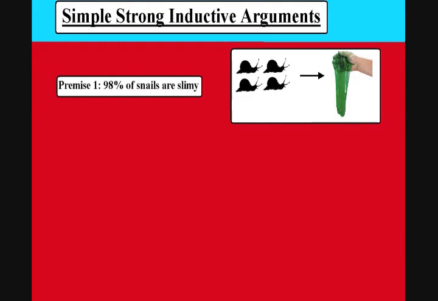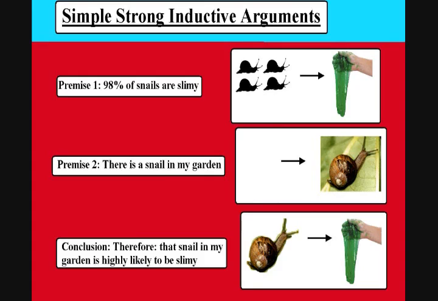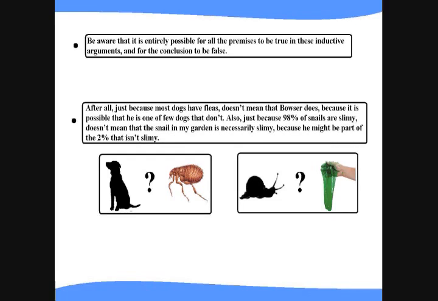Premise 1. 98% of snails are slimy. Premise 2. There is a snail in my garden. Conclusion. Therefore, it follows that the snail in my garden is highly likely to be slimy. Be aware that it is entirely possible for these premises to be true in these inductive arguments and for the conclusion to be false. After all, just because most dogs have fleas doesn't mean that Bowser does, because it is possible that he is one of the few dogs that don't have fleas. Also, just because 98% of snails are slimy doesn't mean that the snail in my garden is necessarily slimy, because he might be part of that 2% of snails that aren't slimy.